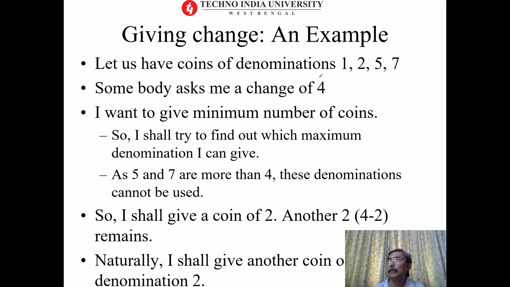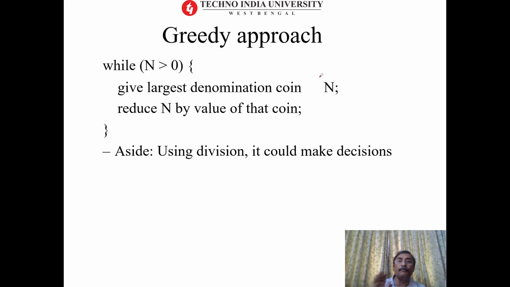How much remains? Another 2, 4 minus 2. So again I need 2 rupees, and the maximum denomination that is with me for this is 2. So I give 2 coins of 2 rupees each, and apparently this is the most optimal way. If I write it as an algorithm, then what we do is give the largest denomination coin which is less than n, reduce n by the value of that coin, and go back.